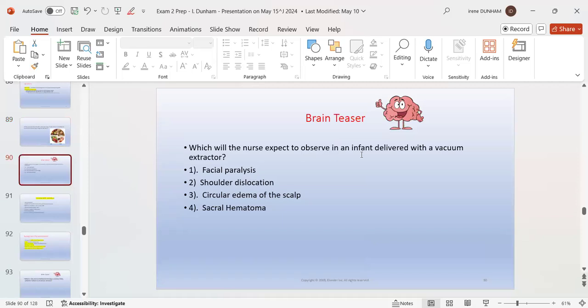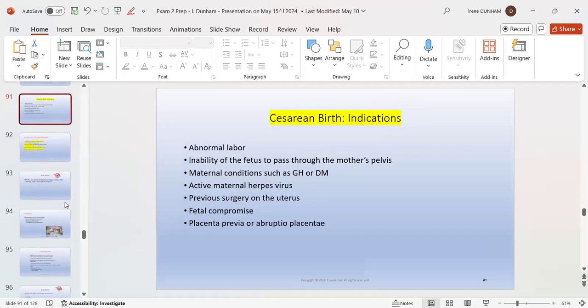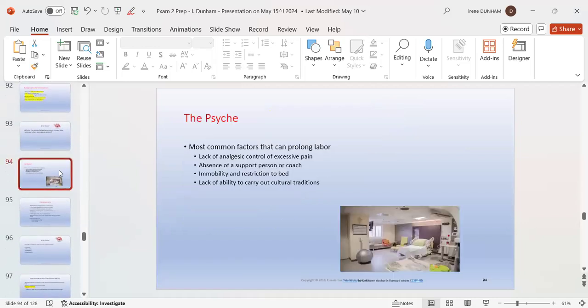Which will the nurse expect to observe in an infant? Well, you know this, but we already had that. Okay, I think I got repeats here. So let me just go down.